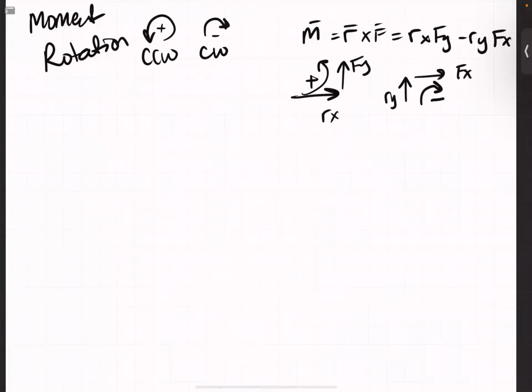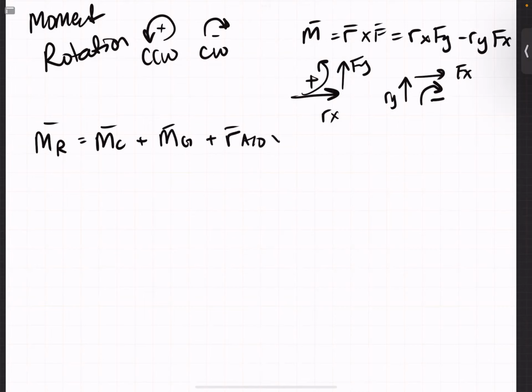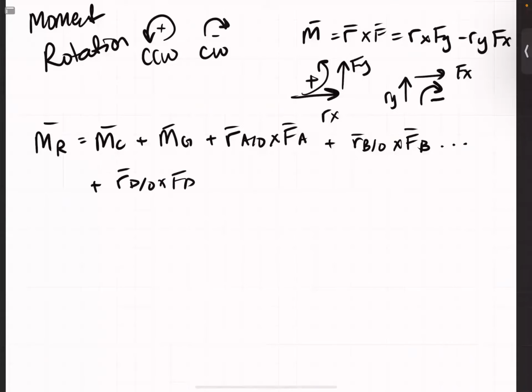So the moments that we are given, this is the resultant moment. We are already given the moment in moment form with the moment at C and the moment at G. Next, we have RA with respect to O crossed with F of A, plus RB with respect to O crossed with F of B, plus RD with respect to O crossed with F of D, plus RE with respect to O crossed with F of E.